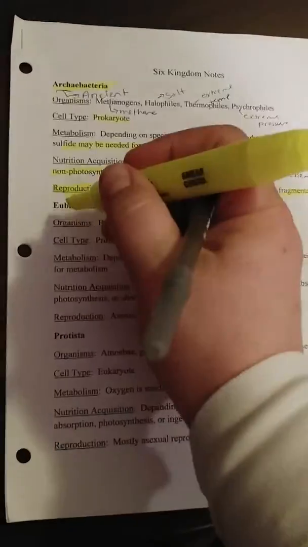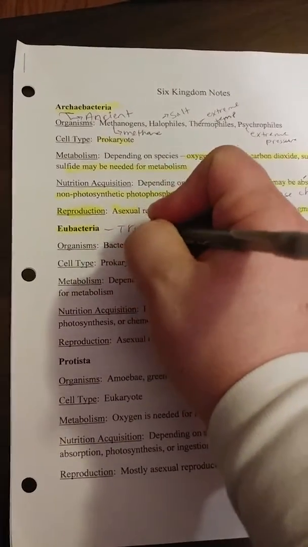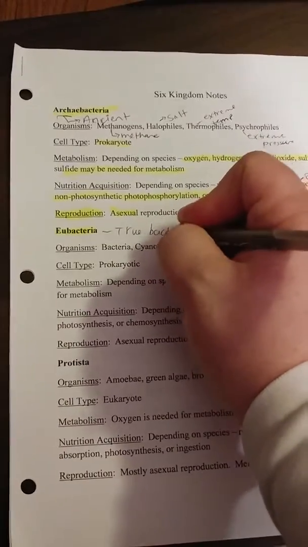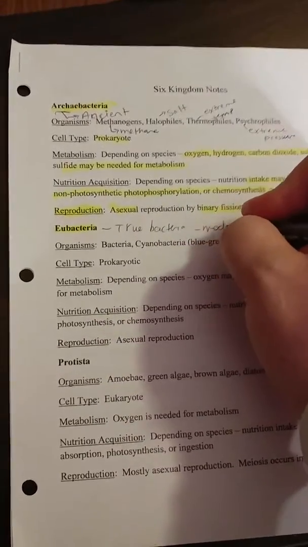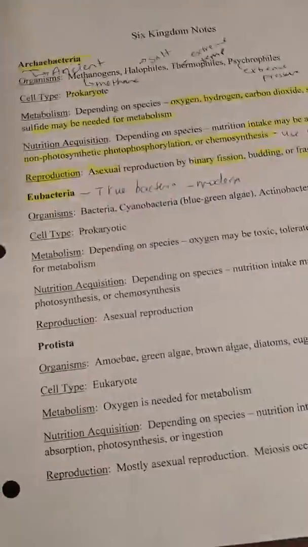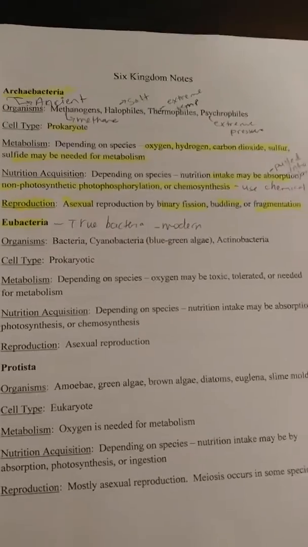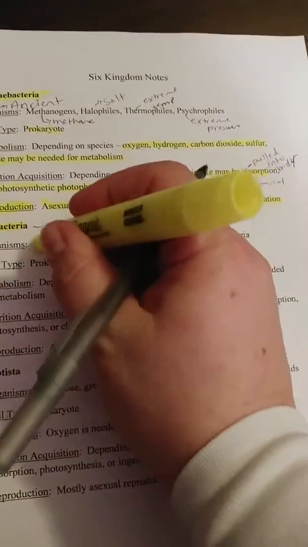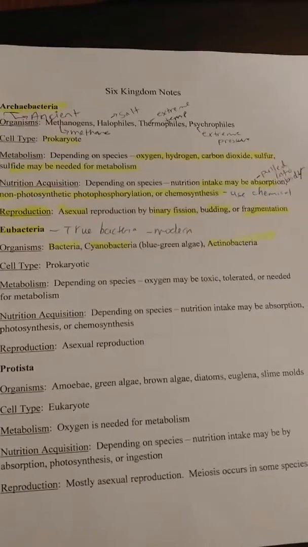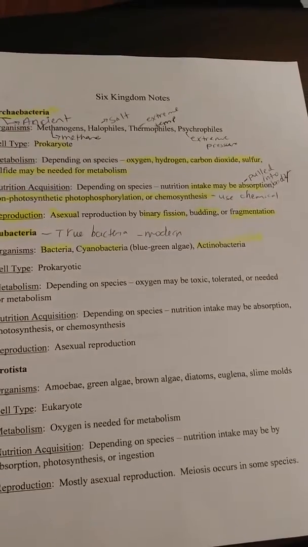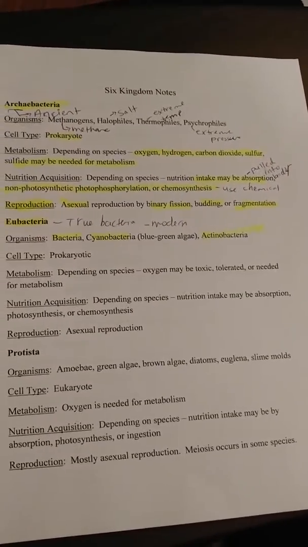Eubacteria. Eu means true. This is your everyday modern bacteria. So in this case, we have bacteria, cyanobacteria, and actinobacteria. Actinobacteria is usually the bacteria that makes you sick. Cyanobacteria is your lovely algae that you have in your pond, and then regular bacteria that you have over your skin or maybe in your body.